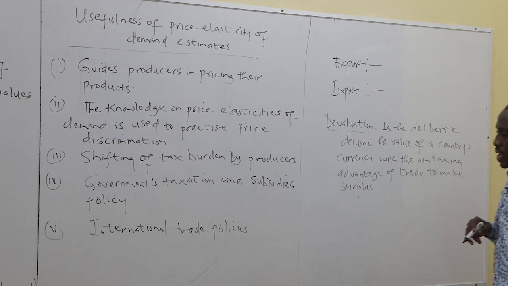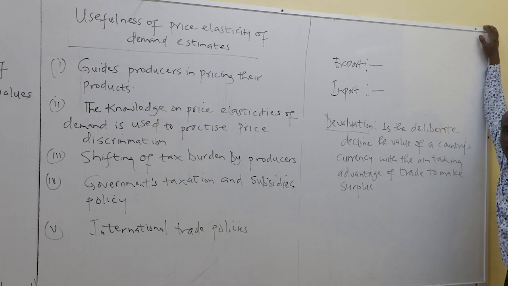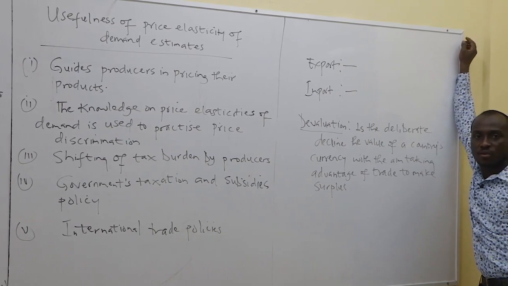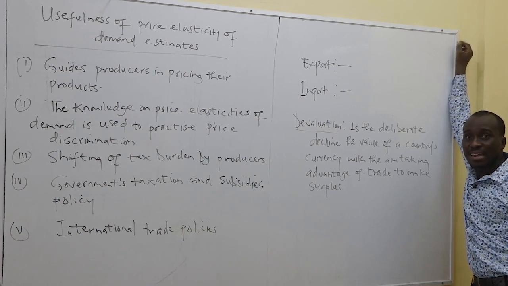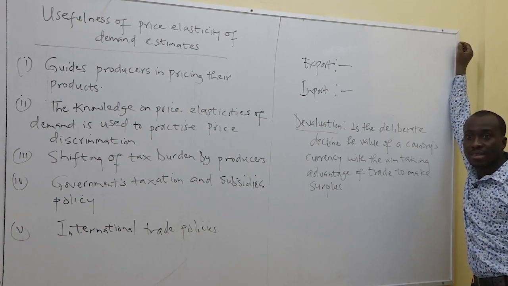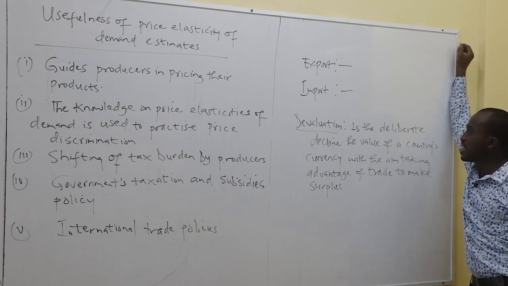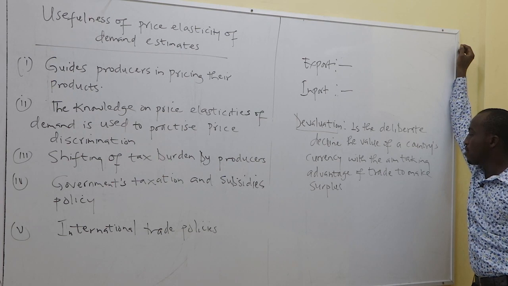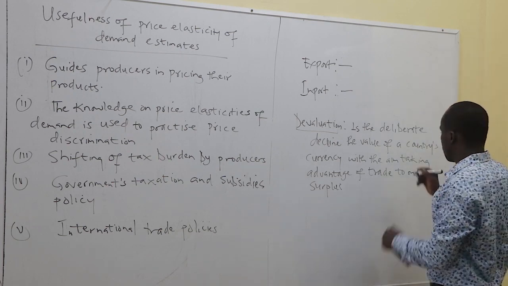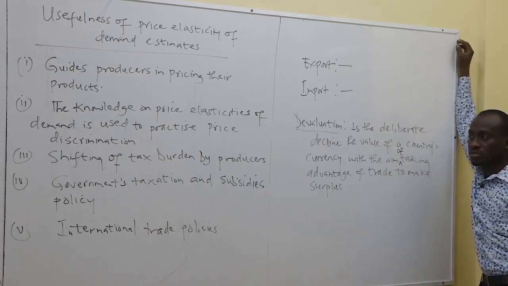So I said that it is very important for international trade policies. For instance, if you export, you should be able to detect, are my exports elastic or inelastic? What about imports? The things my citizens import, are they elastic or inelastic? Why? To take trade policies. One of them is what we call devaluation. What is devaluation? It's a deliberate decline in the value of a country's currency with the aim of taking advantage of international trade to make surplus.